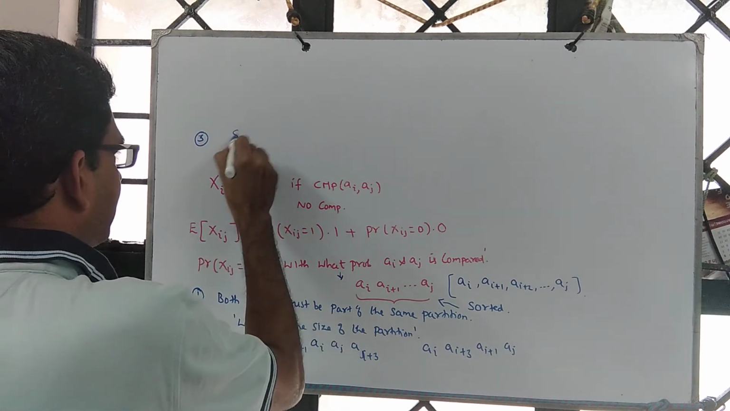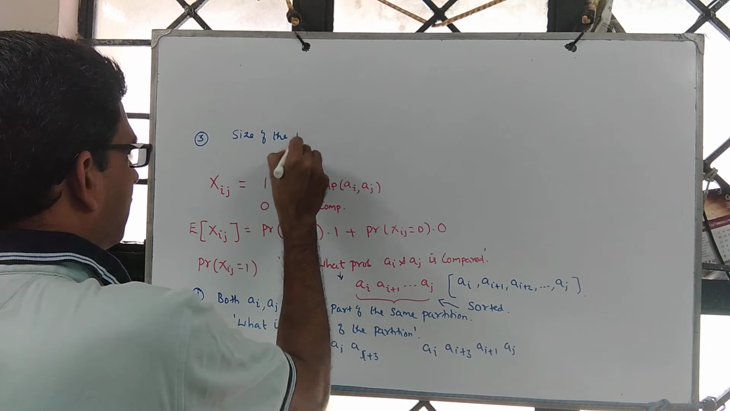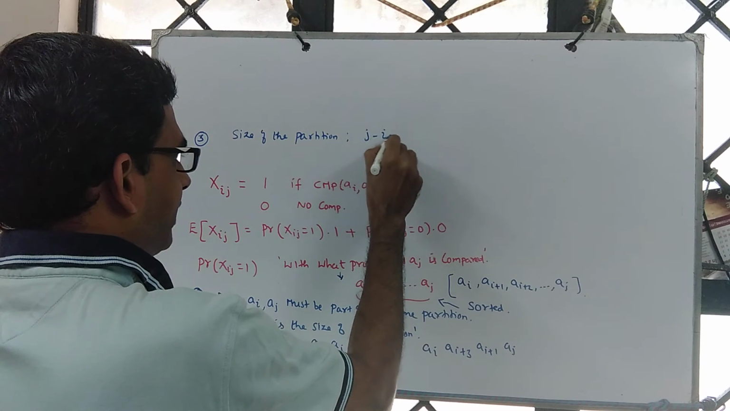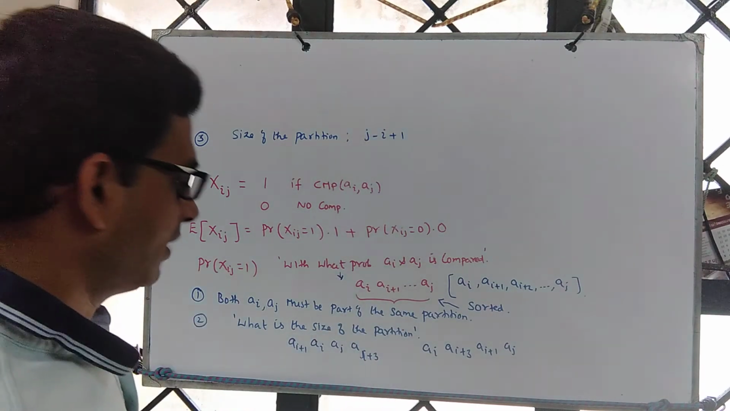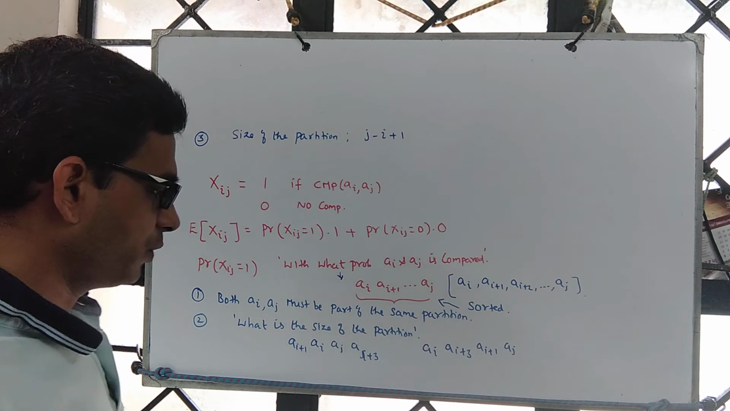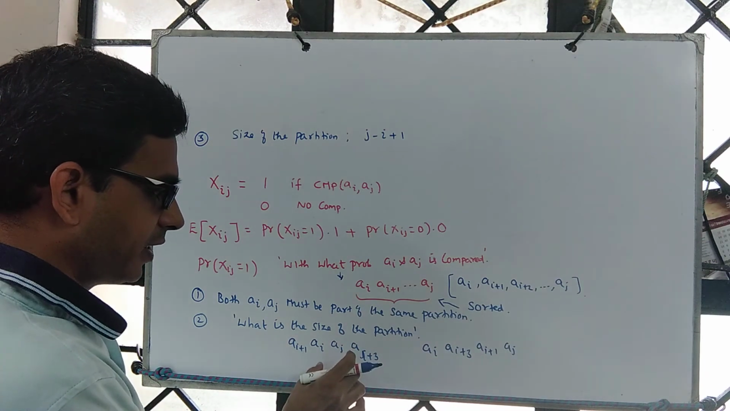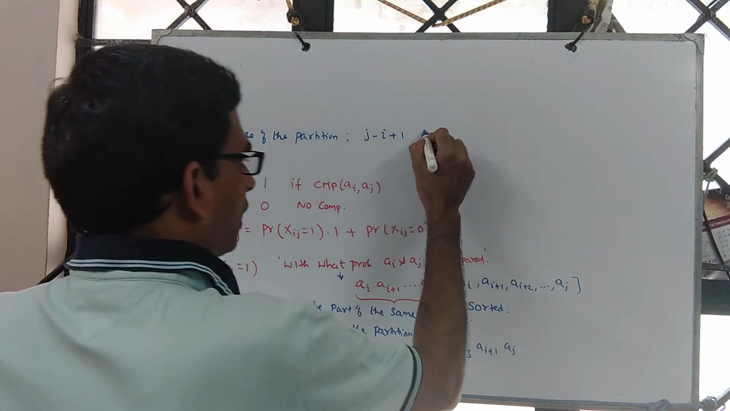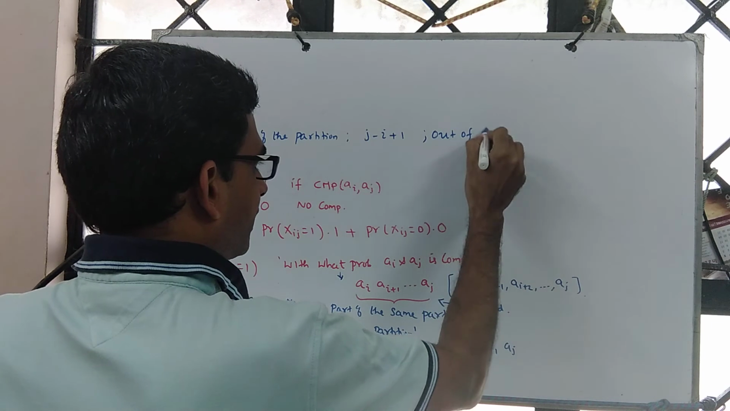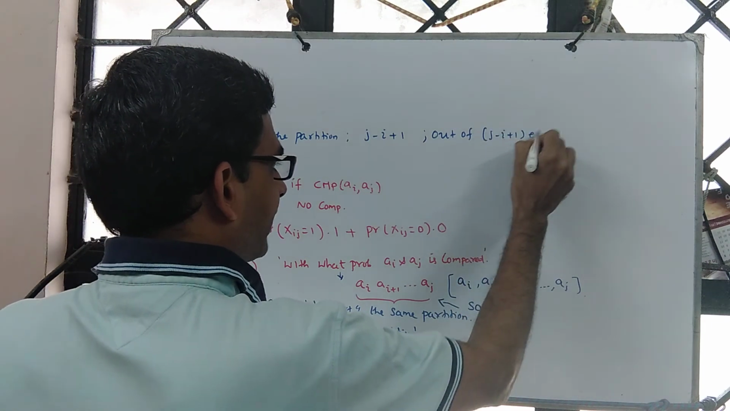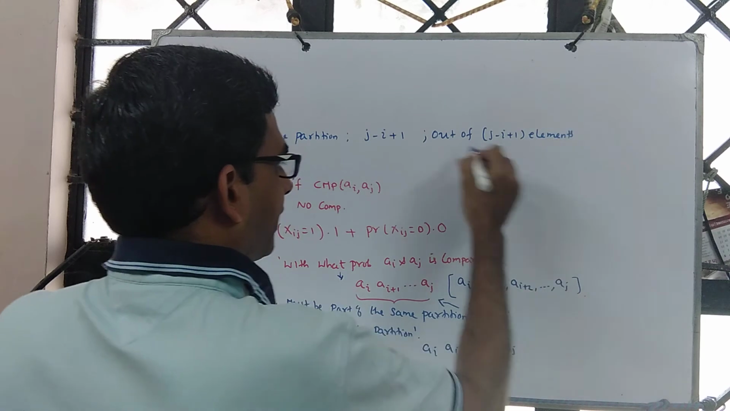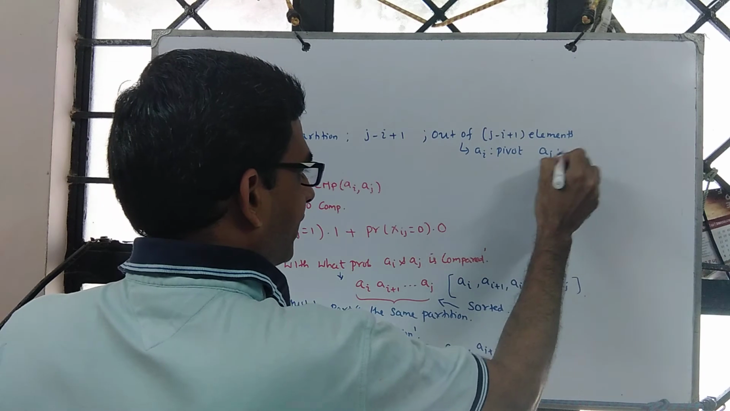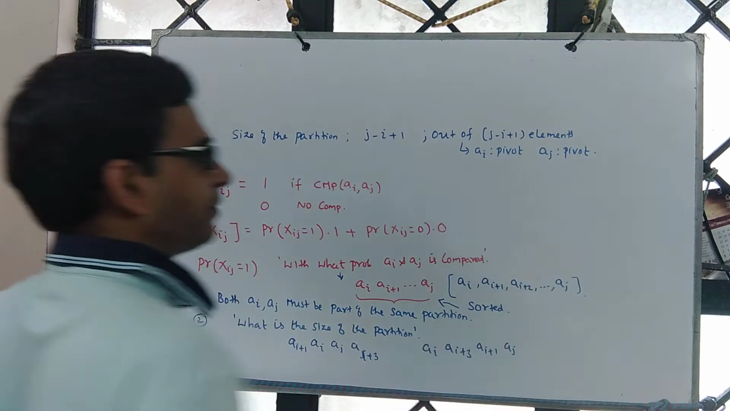Now the size of the partition is j minus i plus 1. There will be this many elements, right? Because we wish to know the size of the partition. For that we made this argument. So listen, out of j minus i plus 1 elements, AI is a candidate for pivot and AJ is a candidate for pivot.